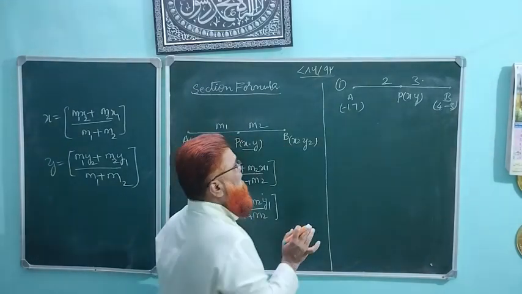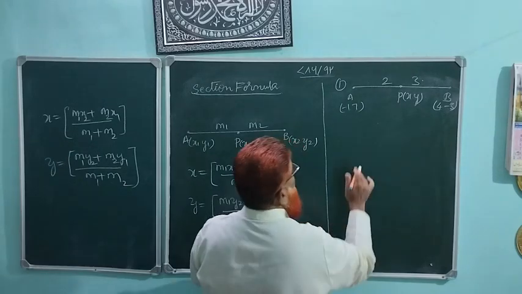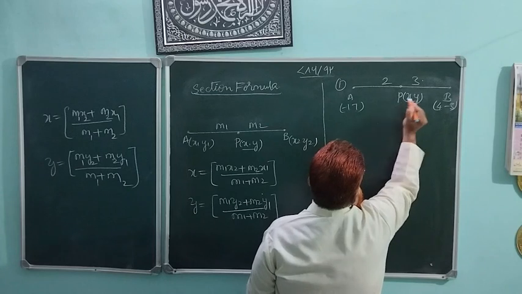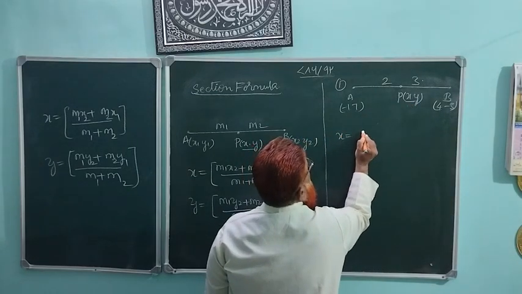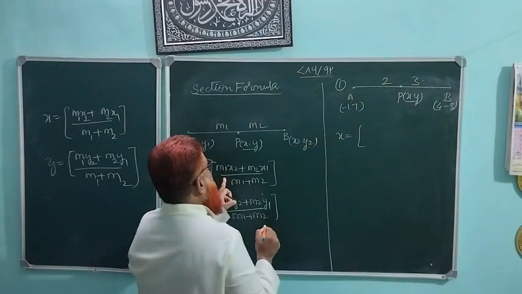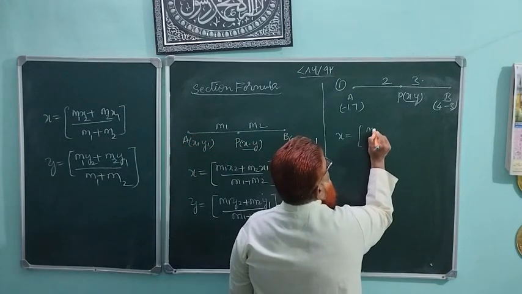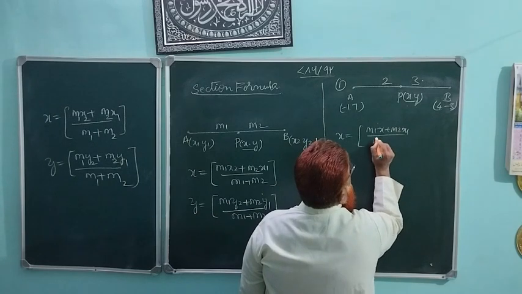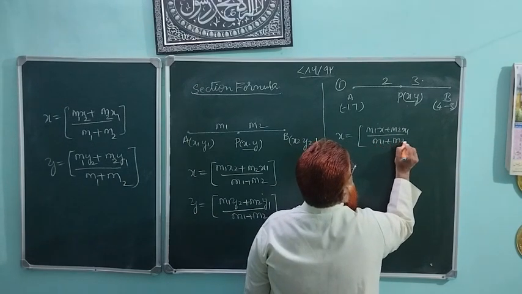Okay. Now what you should do, you have to do in a very simple way. Apply the formula. First we should find x. x is equal to, what is the section formula? m1 x2 plus m2 x1 by m1 plus m2.